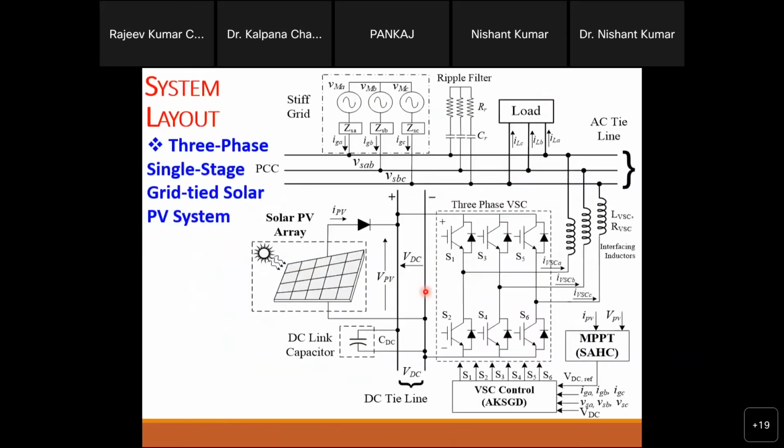Finally, we can use this for our system. Suppose this is our system. Here we will use that. This is our control structure. This is the solar panel, directly attached to the DC link, and this is our DC link capacitor. This is the inverter, and then you will see the filter, sorry, interfacing inductors, filter, load, and then the grid. In this system the same control is used. So this is single stage.